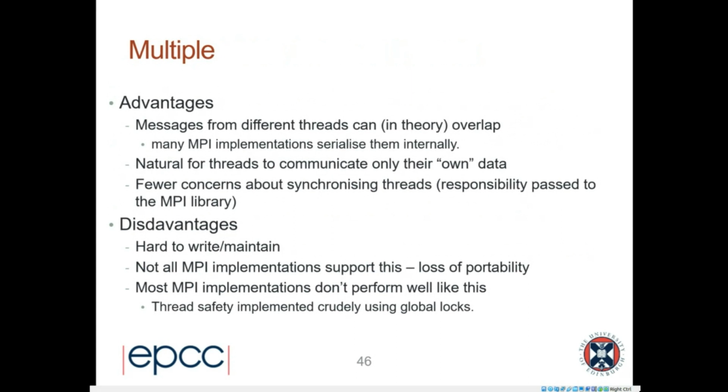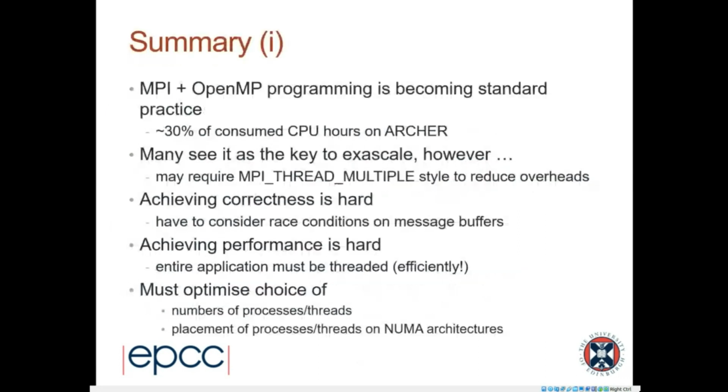Multiple, it's the elegant style. If you're from a more formal computer science background, this is the one you would think was the obvious thing to do. Messages from different threads can, in theory, overlap, although actually most MPI libraries will implement thread safety by serializing. Disadvantage, it's hard to write and maintain. Not all MPI implementations support this, and most MPI implementations don't perform well. So my student who's looking at a pure MPI code, when he ran it with a threaded MPI library, he did MPI init thread, MPI thread multiple. Although he never used any of the functionality, his MPI code went slower. So there are internal overheads to this model.